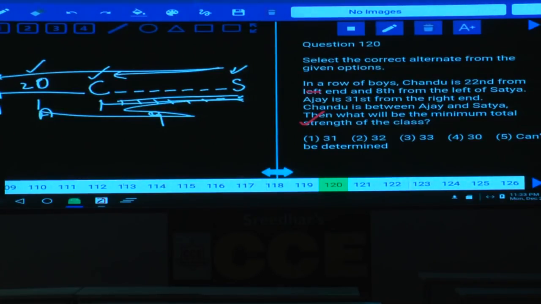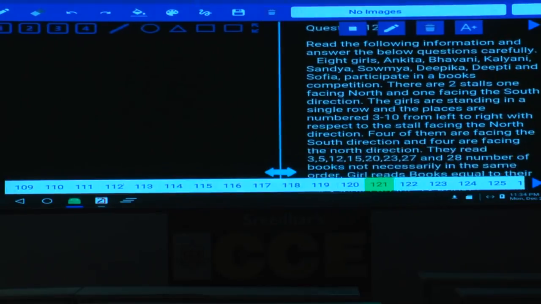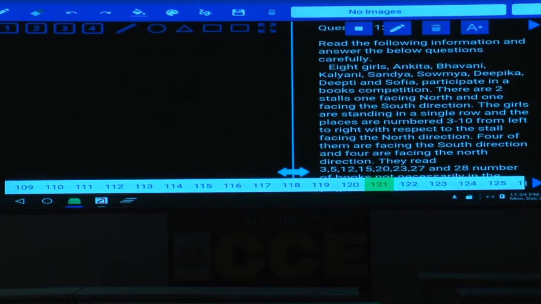Now question numbers 121 to 125. Now in this 121 to 125, 8 girls. Who are those 8 girls? A, B, K, Sanja, Soumya, Deepka, Deepti, and now. So if you observe here, the names of these persons are starting with the same letters. Hence, we cannot take the first letters 1, 2, 3, 4, 5, 6, 7 and 8.